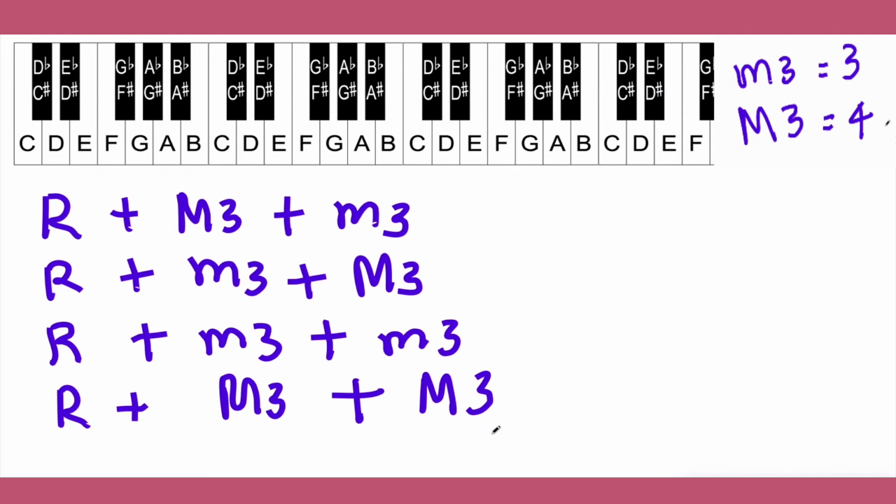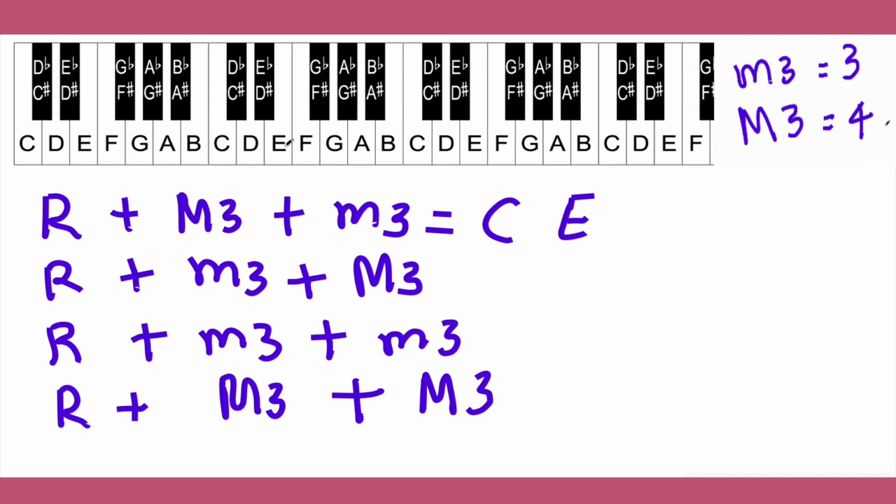Now these are the 4 different ways minor third and major third can be combined to form these chords. Okay, so let's try this out. What does this form? Let's take, for example, C as the root. From C, I'm going to go a major third, so it has to be 4 steps. So I go C, 1, 2, 3, 4 steps. I get E.